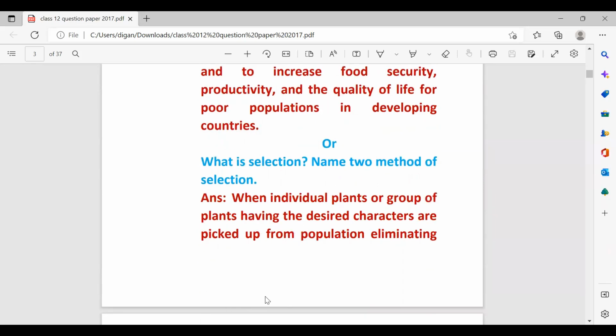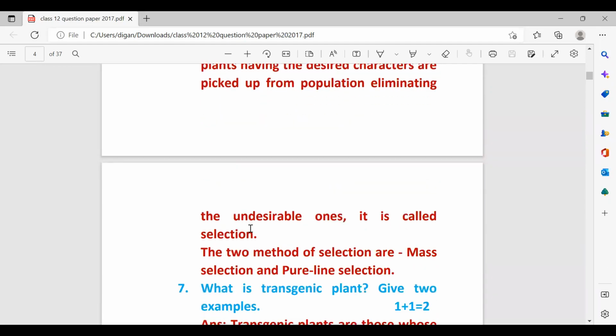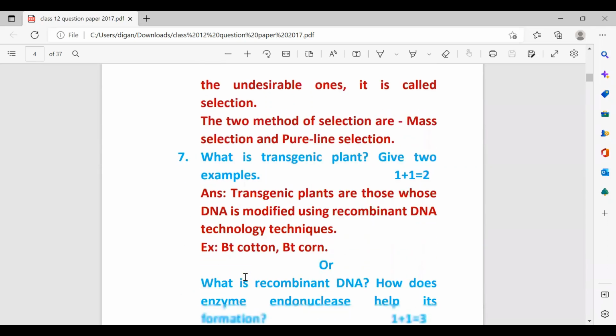Another question is given also, that is, what is selection? Name two methods of selection. When individual plants or groups of plants having the desired characters are picked up from a population, eliminating the undesirable ones, it is called selection. The two methods of selection are mass selection and pure line selection.